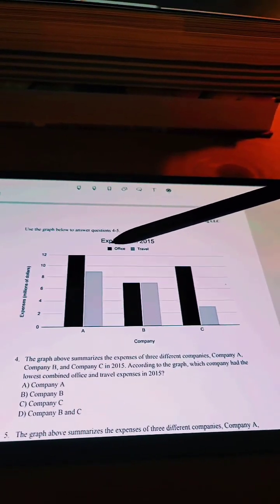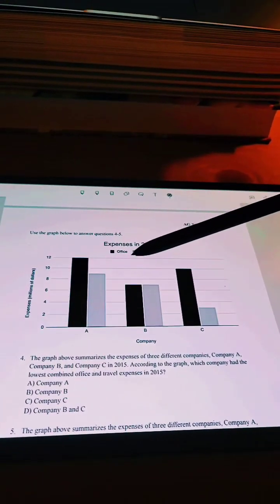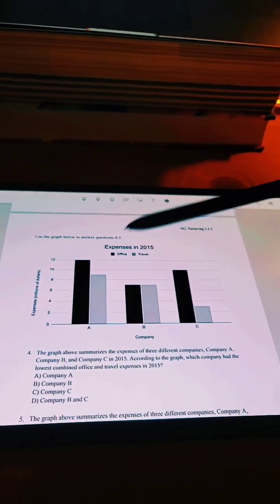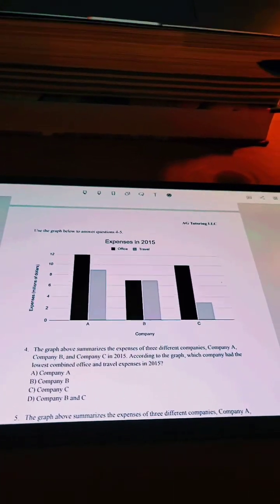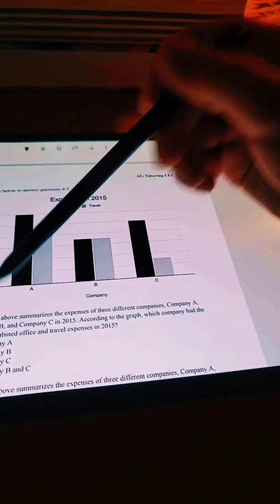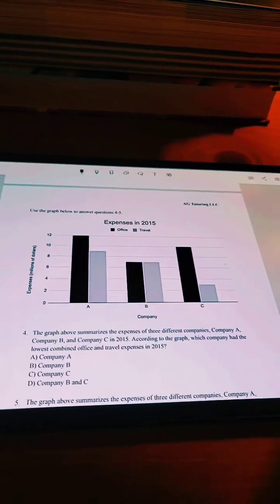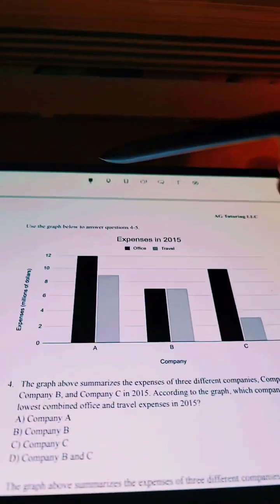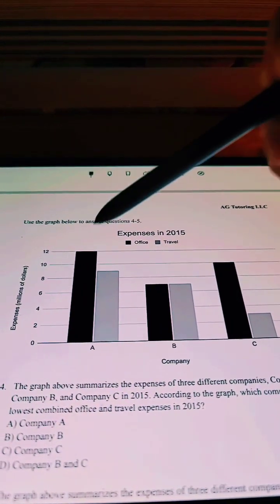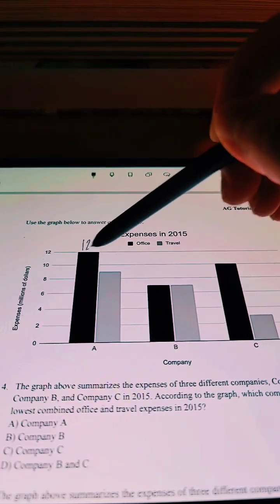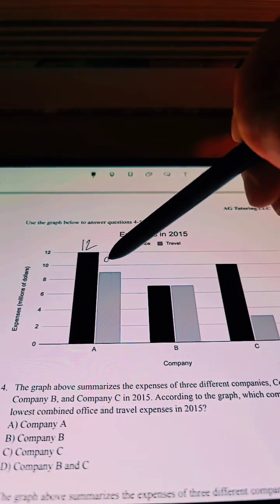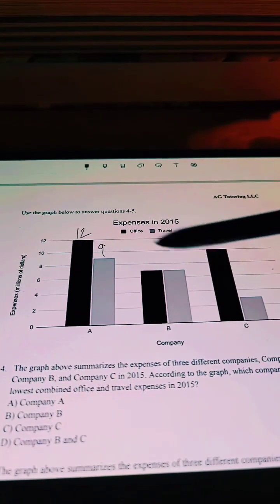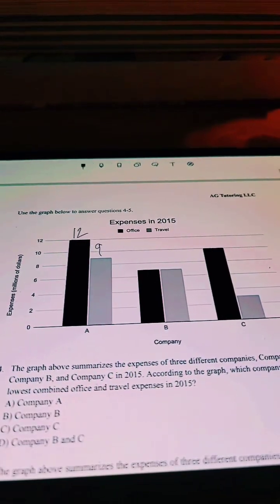Office expenses is the dark colored one, and then travel is the gray bar. So when we're adding up those bars, we want to get the lowest number possible for the company that answers this question. So let's see what we have here. So 12 plus 9, and even though it says in millions of dollars, that doesn't matter if we're always comparing in millions.